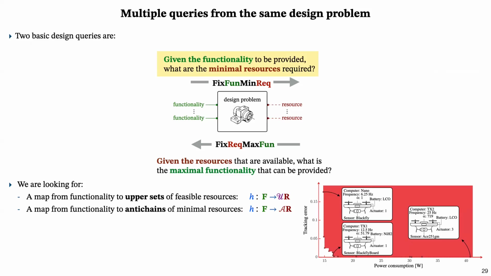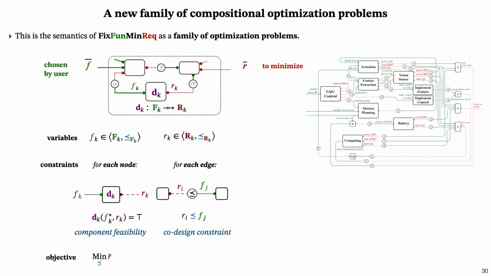All right, so I introduced a kind of a weird problem and an even weirder query. Let's use the optimization language to try to solve this. So this is a class of optimization problems that is specified by a multigraph, where every node is a design problem or a Boolean profunctor, and every edge is a dependency between problems. Now, variables are these partial orders I talked about. Constraints are of two kinds. Every node should be a feasibility relation, as I showed you before, and every edge has this partial order constraint, which essentially says if I interconnect problems in series, the resources required by a box should not exceed the functionalities provided by another one, right?